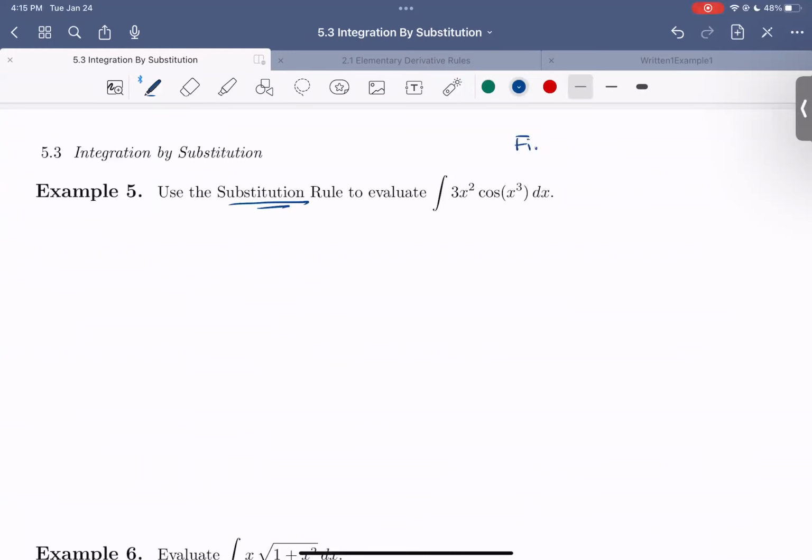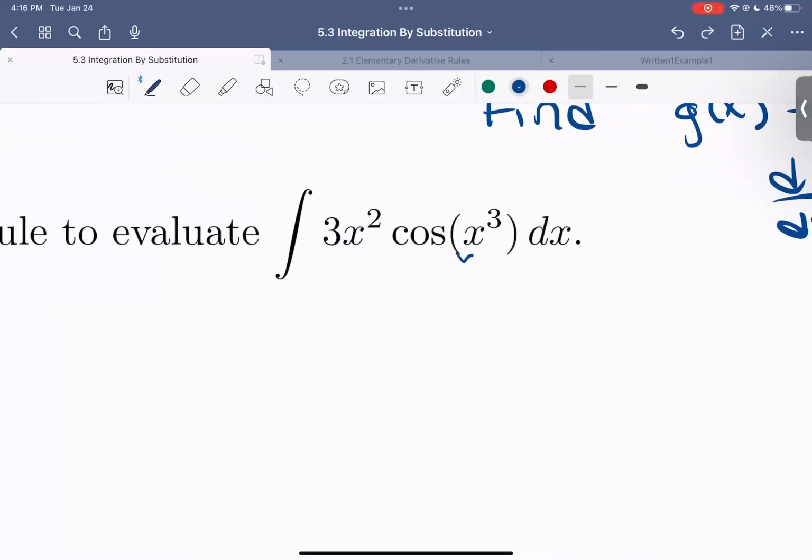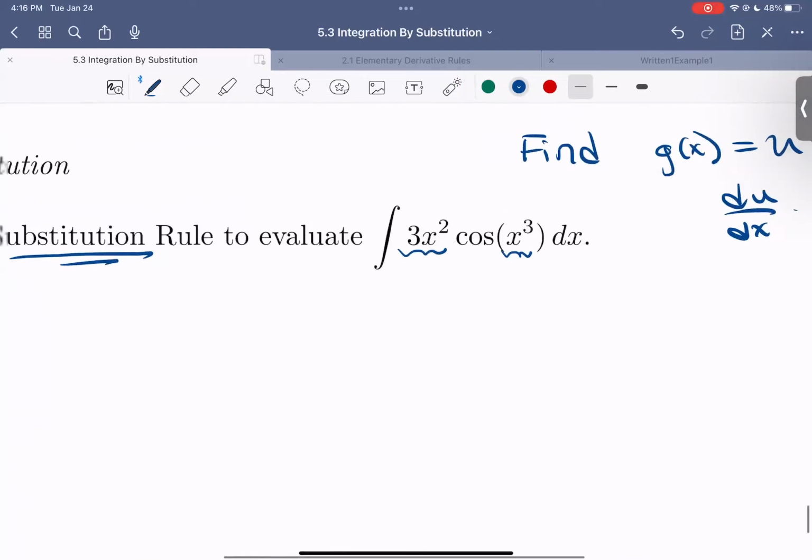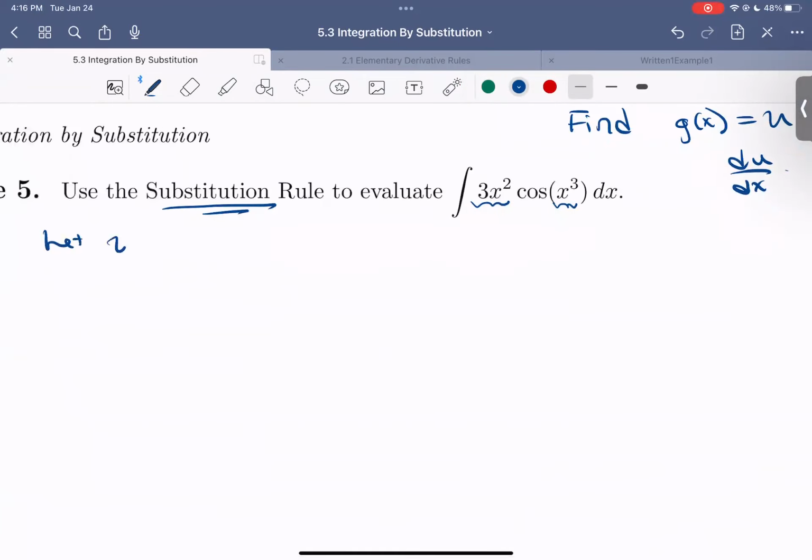All right, so we're going to use that substitution rule. So we need to find a function like g of x to sub in for u. And then after that, we're going to compute the derivative of u with respect to x. And we're going to hope to identify a du and a u in our original integral. Okay, so if we just reflect on this integral, we can see there's a relationship. There's an x cubed here, and then we see the derivative of that x cubed coming out here. So let's go ahead and let u equal x cubed. So that means the derivative of u with respect to x would equal 3x squared.